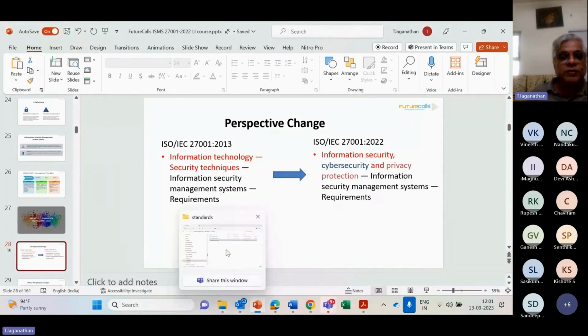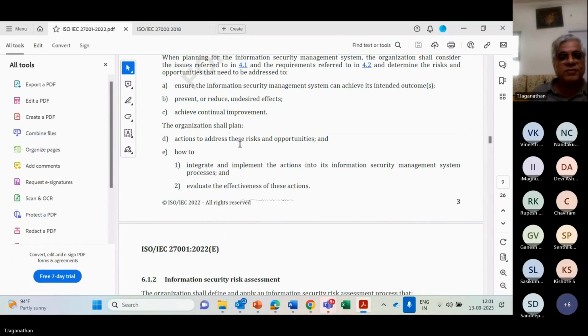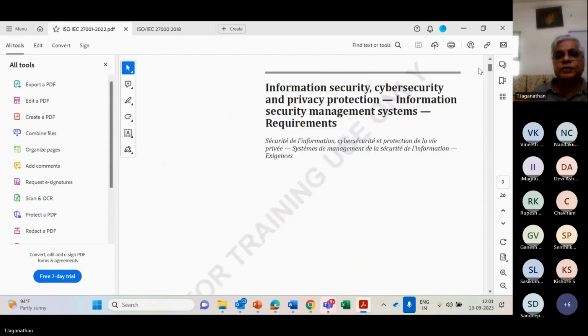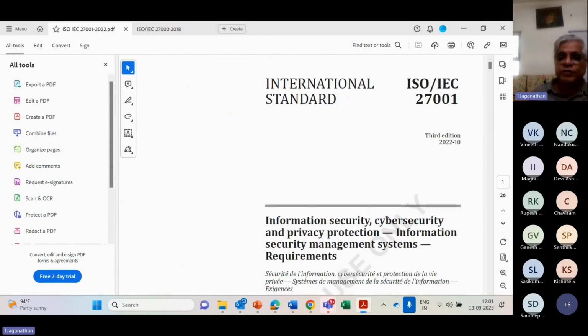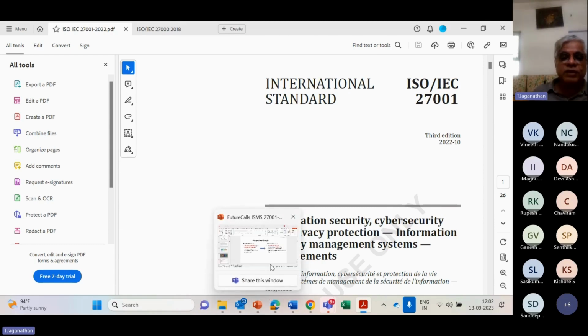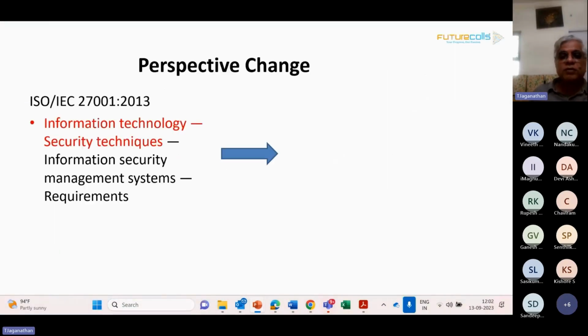You see 27001 in your standard, 2022. If you see the standard book, the title line is Information Security, Cybersecurity and Privacy Protection, Information Security Management Systems Requirements. This is the title line. In the earlier 2013 version, it is Information Technology, Security Techniques, whatever that is. So the name itself says the perspective, the reason they are looking at the change.